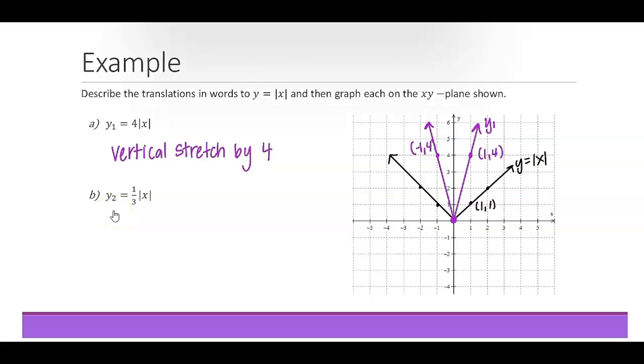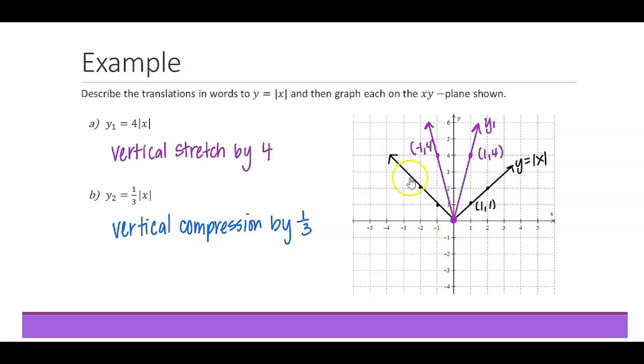And now in part B, we're being asked to describe the translation to y2 equals 1/3 times the absolute value of x. So here it's still vertical because I'm being multiplied on the outside. So I still have a vertical stretch or compression, but it's going to be a compression because 1/3 is between 0 and 1. So I have a vertical compression, right? I'm 1/3ing things. I'm making it smaller, compressing, vertical compression by 1/3. So because it's vertical, I'm affecting my y values.